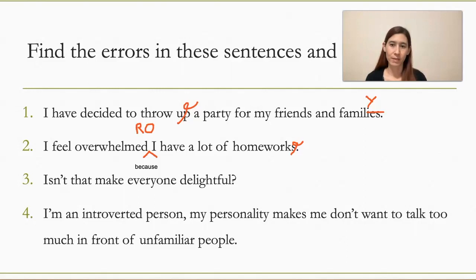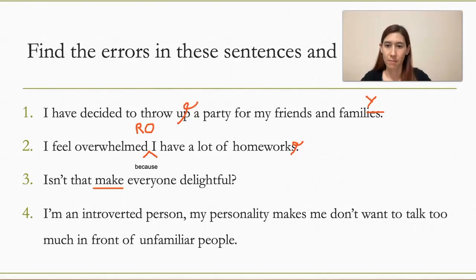Number 3, isn't that make everyone delightful? Here you have isn't, and you need to remember we use isn't with an adjective. So this person probably thought, oh, delightful is an adjective, so I can use isn't. I can use a be verb. Isn't that delightful? Isn't that great? Isn't that wonderful? You can use it like that, but we have a different main verb here.